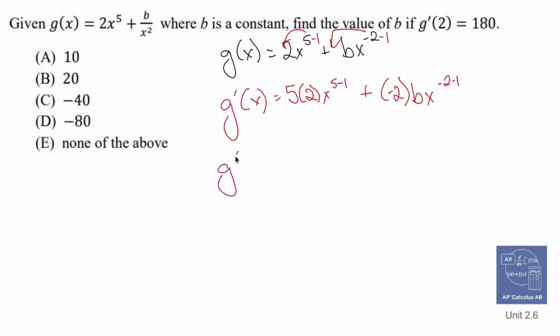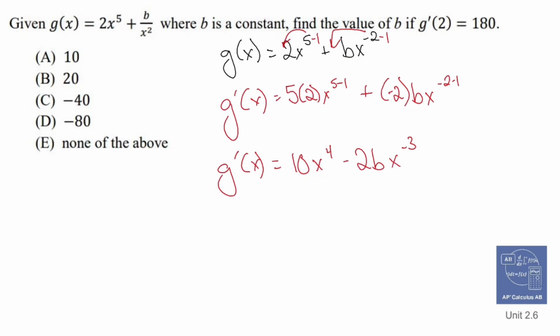Okay, so simplifying that, g prime of x is going to be 5 times 2 is 10, x to the 5 minus 1 is 4, plus, actually minus, so let's get rid of that. Minus 2b, x to the negative third. Shakespeare joke. It's okay. Now what do I do?